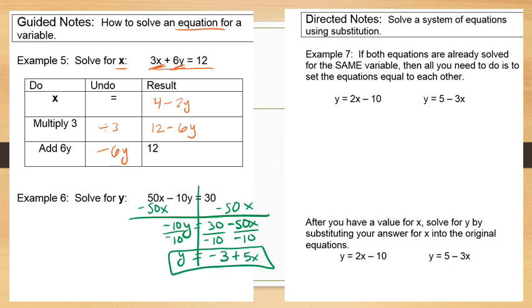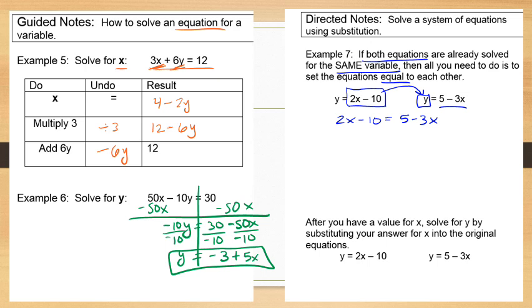So we're now moving on to example 7. If both equations are already solved for the same variable, then all you need to do is set the equations equal to each other. You'll notice here we have y equals 2x minus 10, and over here we have y equals 5 minus 3x. So I'm going to simply set the equations equal to each other. I can plug in this equation here for y over here. And so when I rewrite this equation, I have 2x minus 10 equals 5 minus 3x.